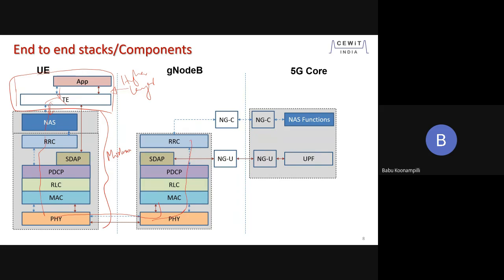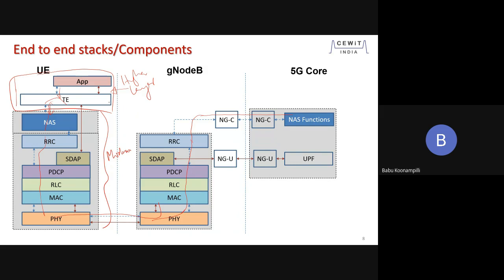And some of the messages may be handled only at the base station level, but if they are to go to the core level, they are sent through another interface called the NG interface to the core. So this is what you see as a complete control plane path.